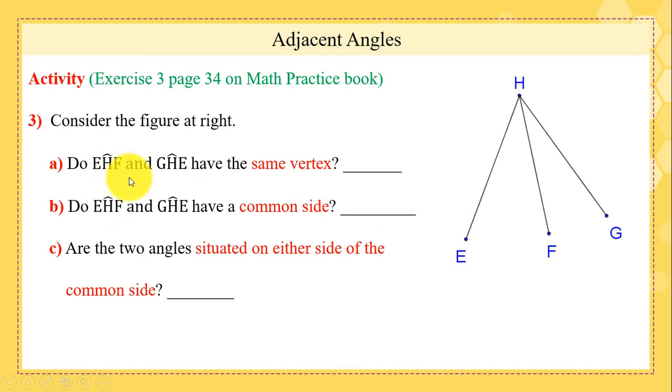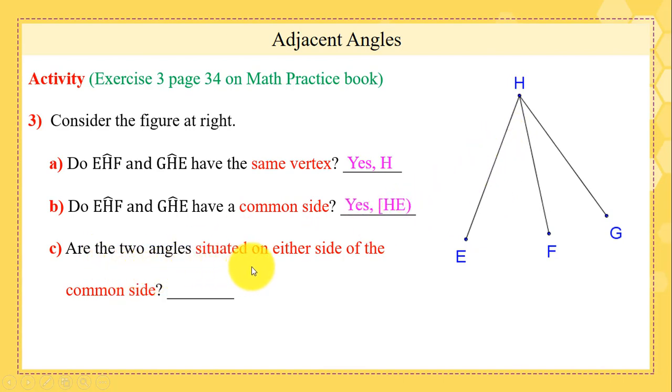Solution. Do EHF and GHE have the same vertex? H is the vertex of EHF and also the vertex of GHE, so the answer will be yes, H. Do EHF and GHE have a common side? Let's check. HE and HF are the sides of EHF. HE and HG are the sides of GHE. So they have a common side, which is the semiline HE.